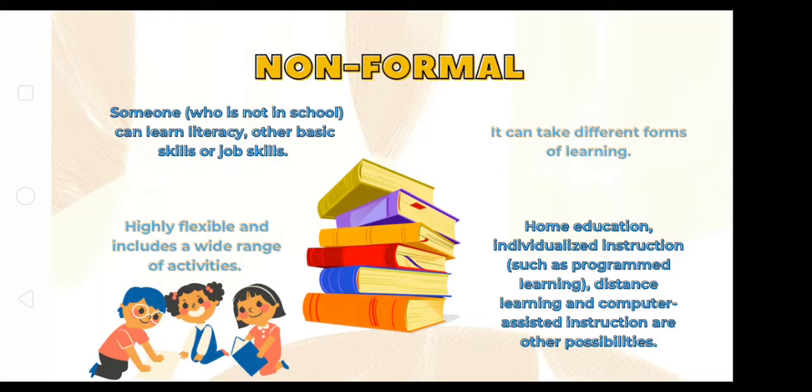It can take different forms of learning, which is consistently and systematically provided in order to develop a particular skill or ability in an individual. Other examples are home education, individualized instruction such as programmed learning, distance learning, and computer-assisted instruction are other possibilities.